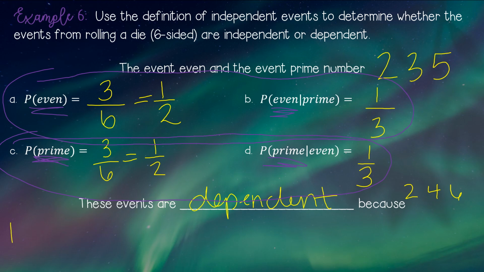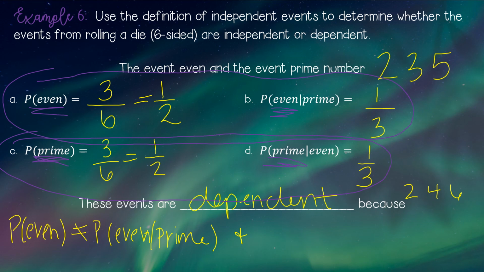So the probability of even does not equal the probability of even given prime. And it's got to be true for both. The probability of prime does not equal the probability of prime given even.